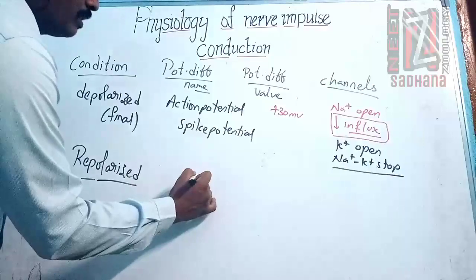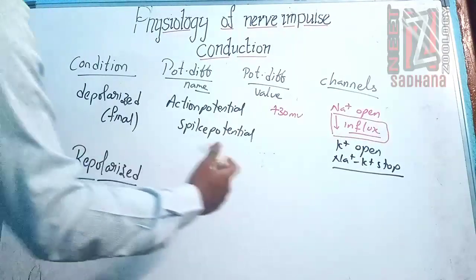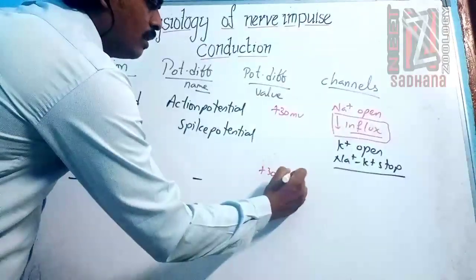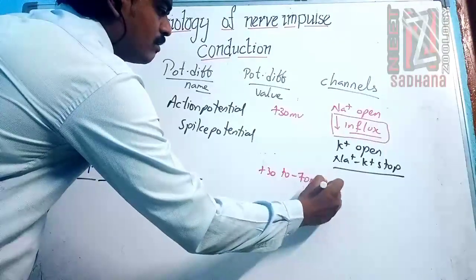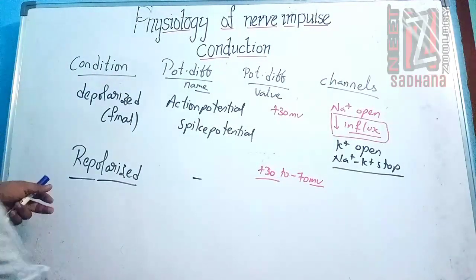There is no specific name for this one, but we have a value. That means it will come down from plus 30 to minus 70 again.